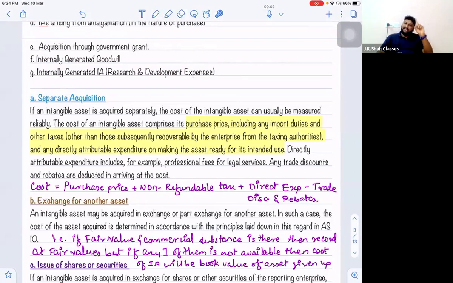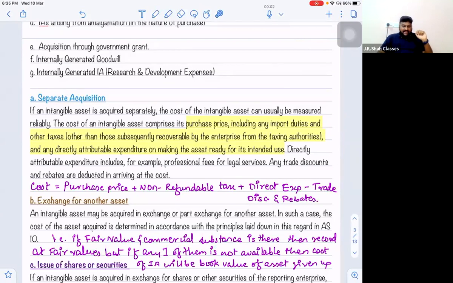And we have learned this point in AS2 also, in AS10 also. Refundable taxes should not be added. It should be excluded. Correct? And any directly attributable expenditure on making the asset ready for its intended use. So the same logic, sir. Any expense which is incurred to bring the asset to its present condition or location will be added to the cost of the asset. That same point.